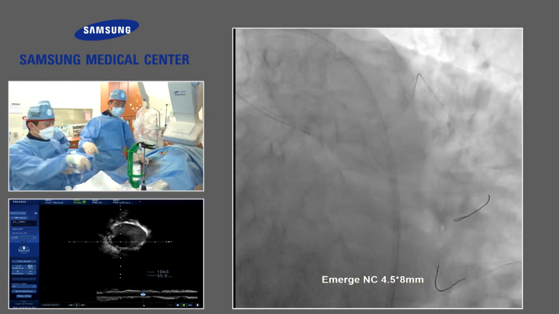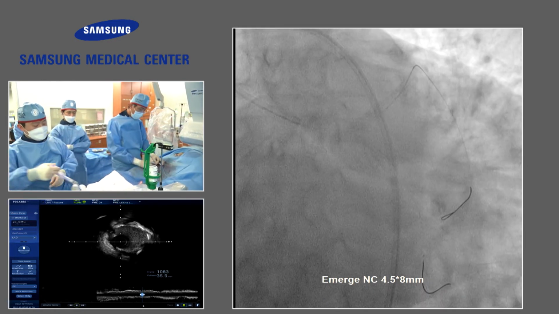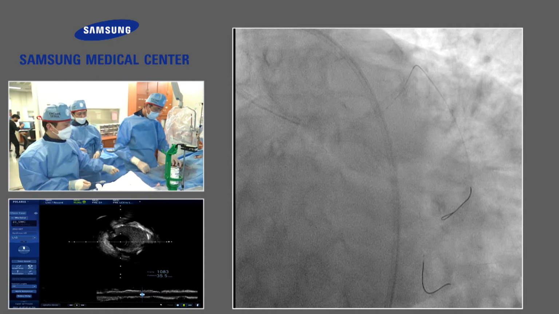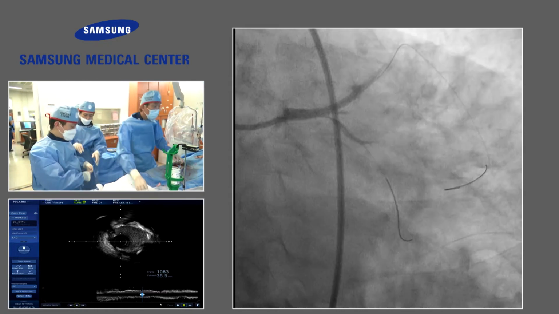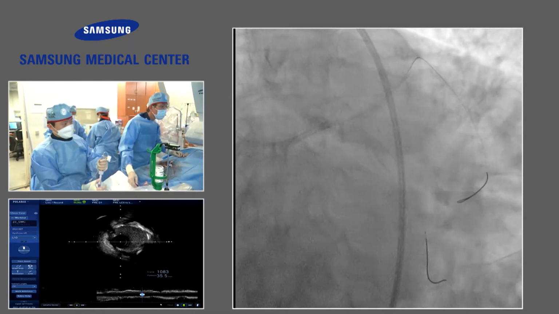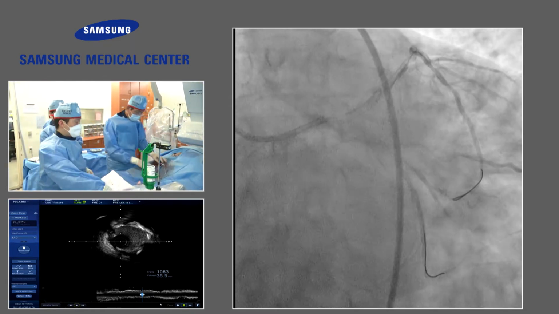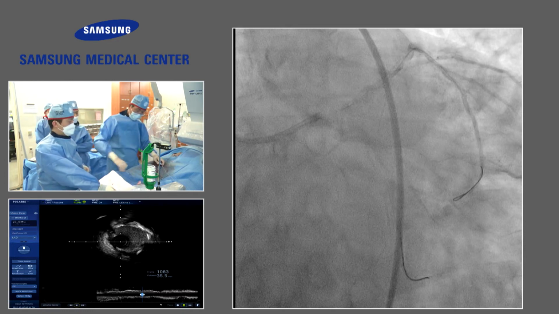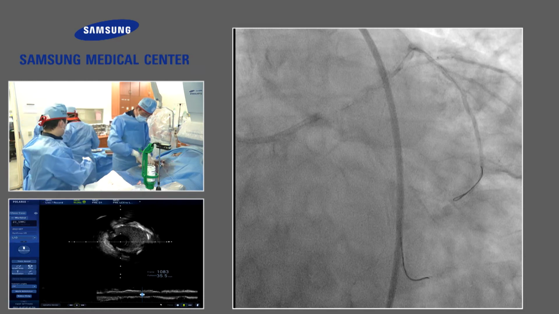So the issue here is that the circumflex is compromised, and the left main stent is well apposed. Shortly I will check the circumflex. Yeah, flow is okay. 5 minutes left. Then I skipped IVUS, and 2.5 balloon.